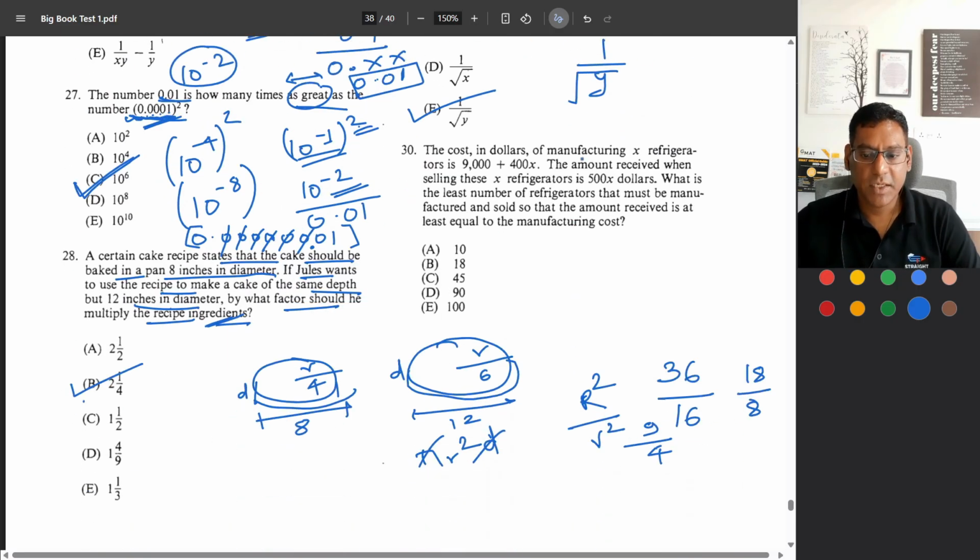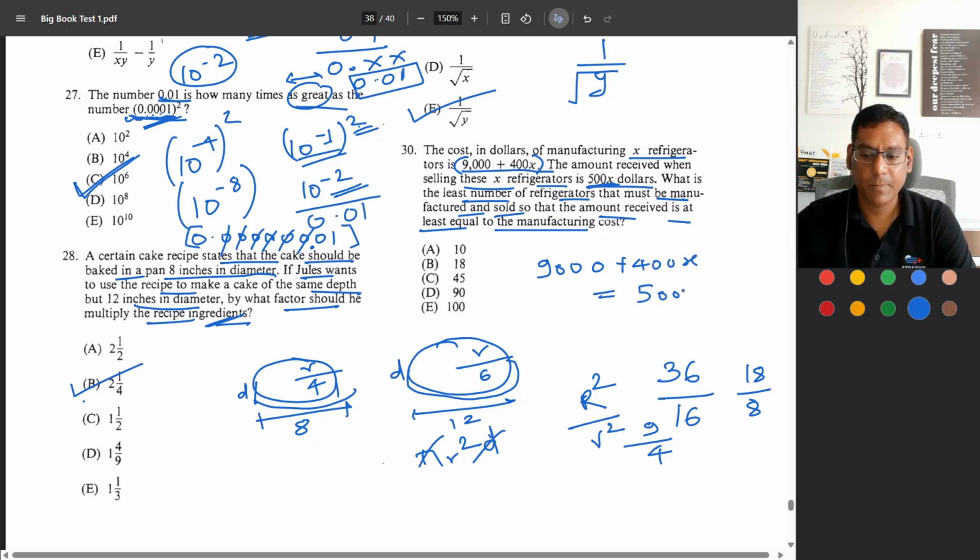The cost in dollars of manufacturing X refrigerators is 9,000 plus 400X. The amount received when selling those X refrigerators is 500X. So this is the cost of making, and this is the money you get after selling. What is the least number of refrigerators that must be manufactured and sold so that the amount received is at least equal to the manufacturing cost? So they are saying find out the X where both these are the same. At least that many I should be selling. If I sell more, I'll make profit. If I sell less, I'll make a loss.